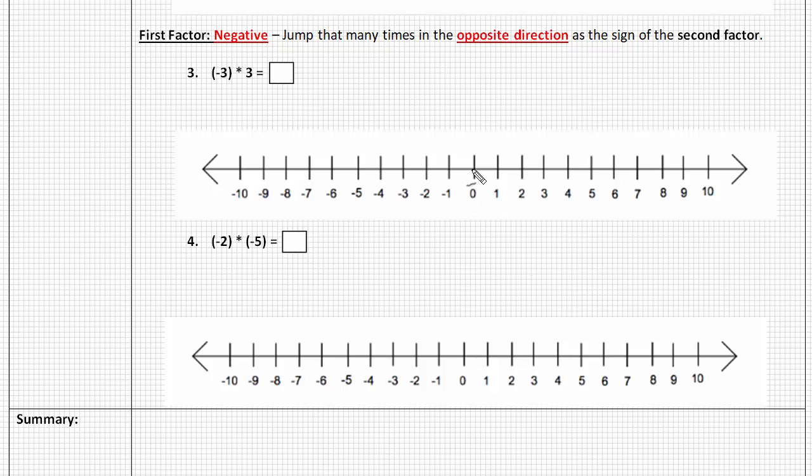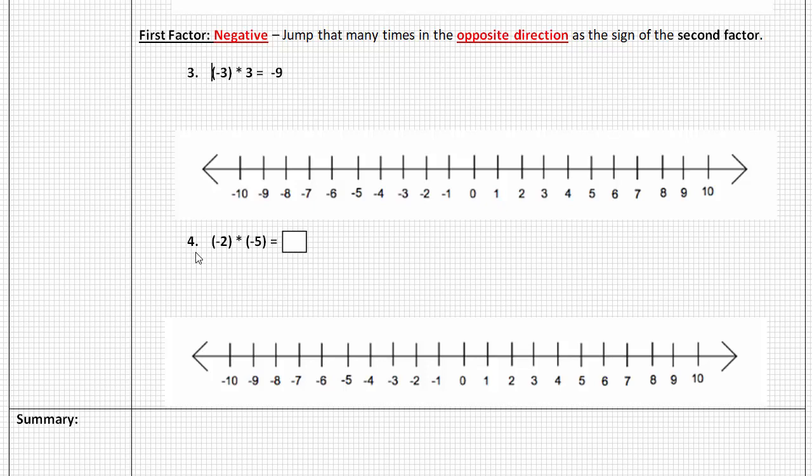So once again, start at 0. We're going to make 3 jumps. Since we're multiplying by a positive, we're going to jump the opposite direction. So our first jump takes us to negative 3. Our second jump takes us to negative 6, and our third jump takes us to negative 9. You can think of this as facing the same direction, so we face the direction of the positives, but go backwards, right? So negative 3 times 3 equals negative 9.